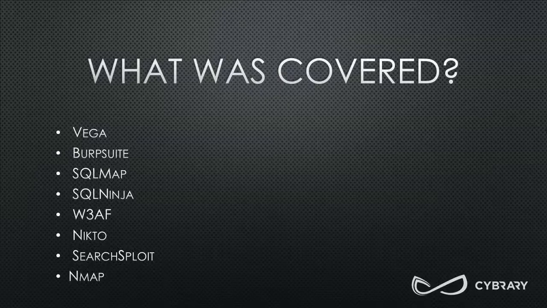And then we talked about Searchsploit, which is an exploit database that's built into Kali Linux and can be used to look up exploits or scripts that can be used against a target. Then we talked about Nmap, which is a super robust script engine and network scanner and all kinds of awesome stuff.